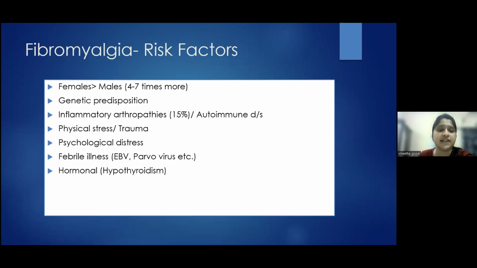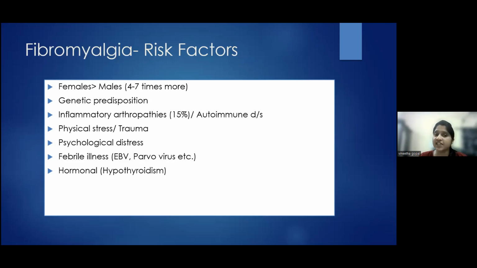Then what are the risk factors? Female gender, then genetic predisposition. This is one difference. Myofascial pain does not usually run in families, but fibromyalgia runs in families. Then inflammatory arthropathies. Almost 15% of our rheumatology population will have fibromyalgia coexisting with rheumatoid arthritis.